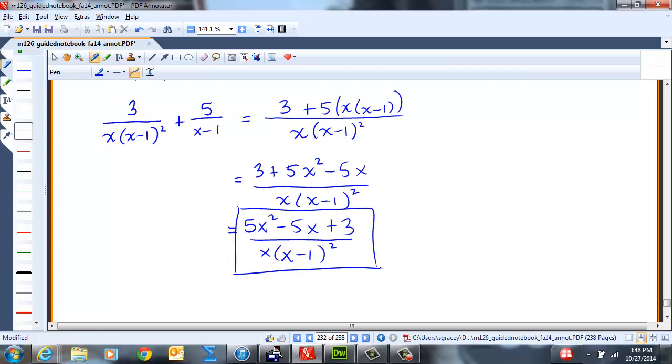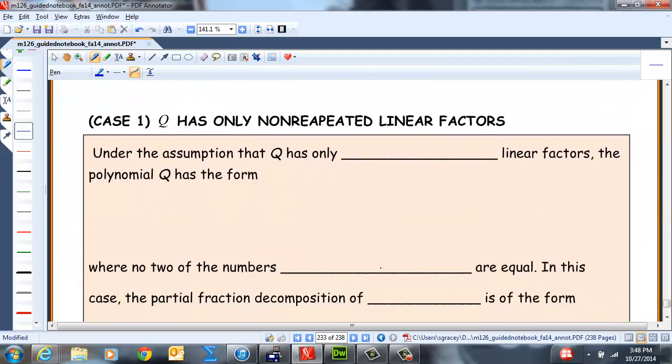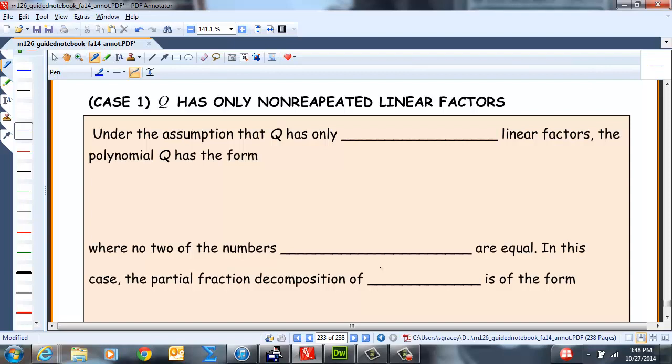Now, basically, we're going to go from what we just got, that when I boxed that answer, we're going to go from one happy rational expression to a sum or difference of 2 or more. So that's our job for today. So here's our first case where we have non-repeated linear factors.